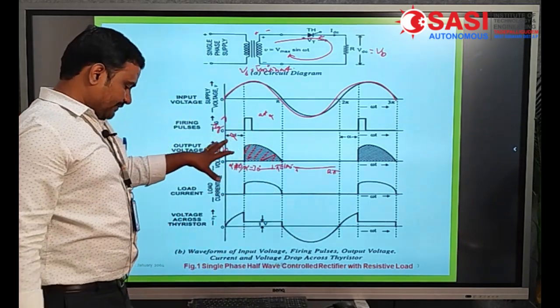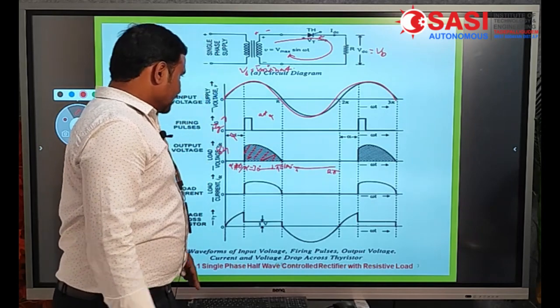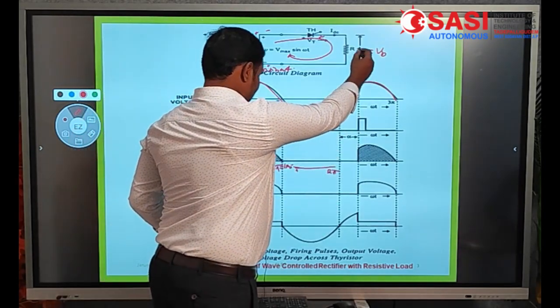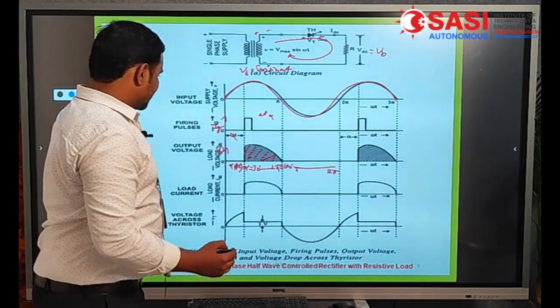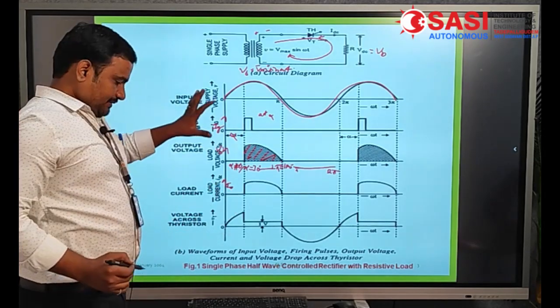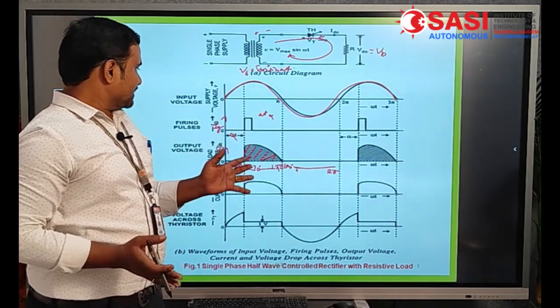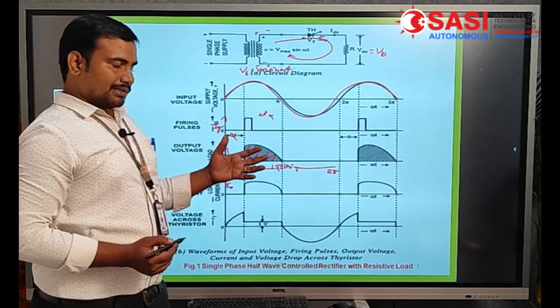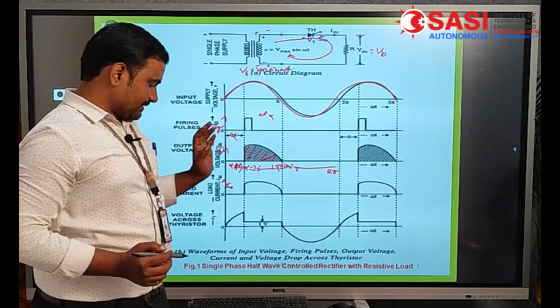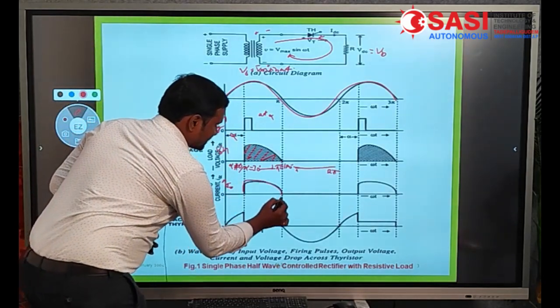So from pi to 2 pi there is no conduction of the thyristor, therefore we will not get any output voltage or current at this point. At the same time we can see the current I naught also. So I naught follows the same V naught, with some magnitude of current that depends on the load resistance. So this amount of current I naught depends on the load resistance value.